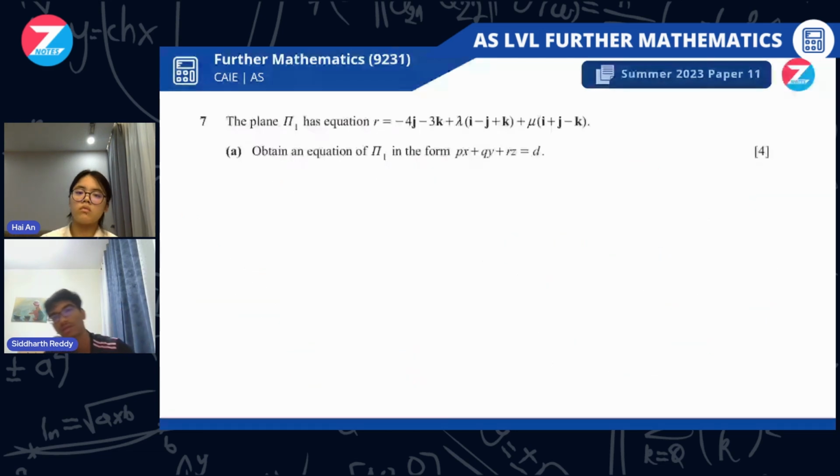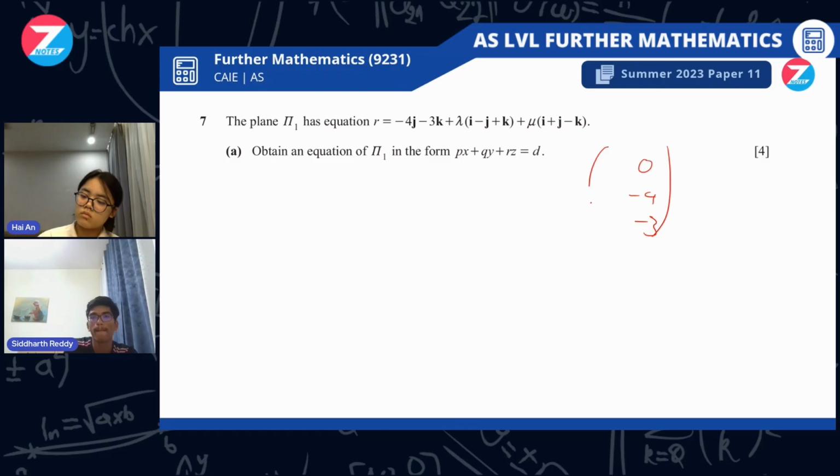Yeah. So the final question. The plane pi 1 has equation r is equal to minus 4. Okay, so I'll write it like this. There's no i hat, so that's 0, minus 4, minus 3, plus lambda times (1, minus 1, 1), plus mu times (1, 1, minus 1).